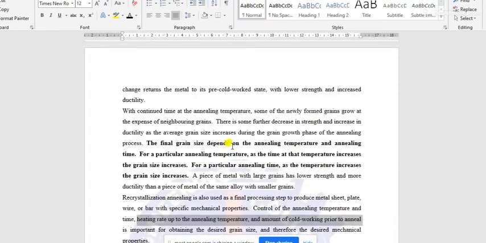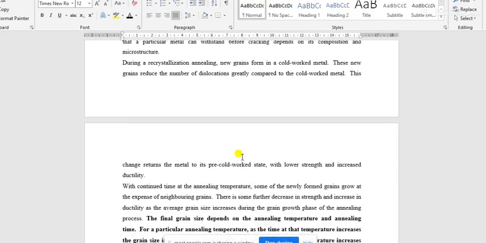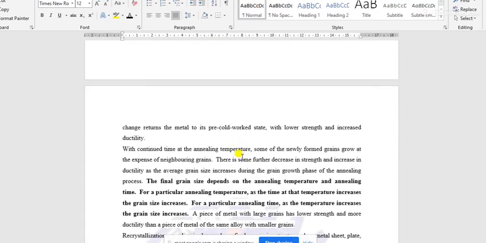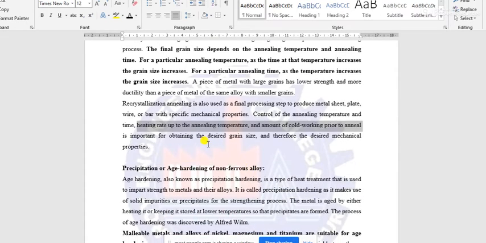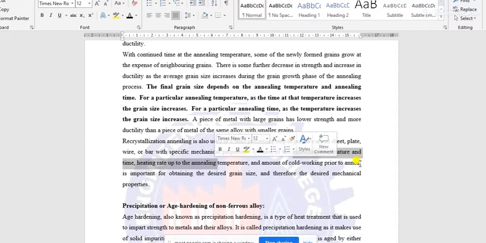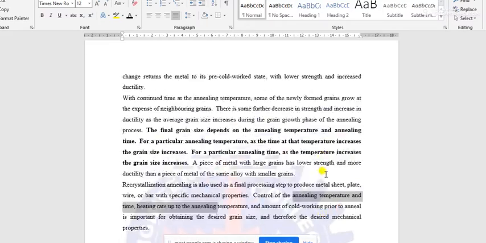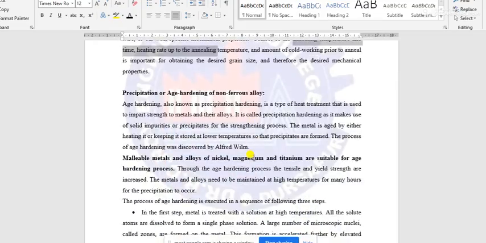And as the grain size is higher, the defects or the dislocation density will decrease. That means the final desired result will be increased by increasing these parameters, that is annealing temperature, time or heating rate, or the cold work prior to that annealing process. This is all about recrystallization annealing heat treatment method.